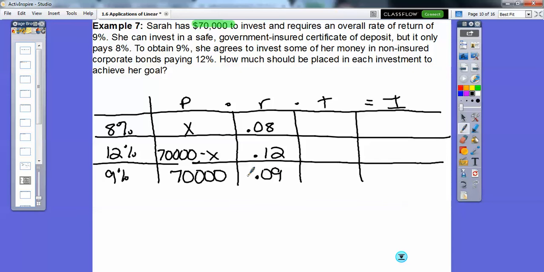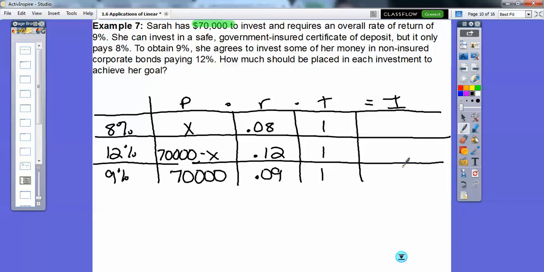My time. Does it tell me anywhere how long I'm investing these? No. On these investment problems, typically I'm going to be talking about annual. Really, as long as all of your times are the same, it'll work out. But my standard is if I don't specify, let's just do 1 year. A lot of times the problem will say annual interest, and annual means 1. But if I don't give you a time, just assume 1.